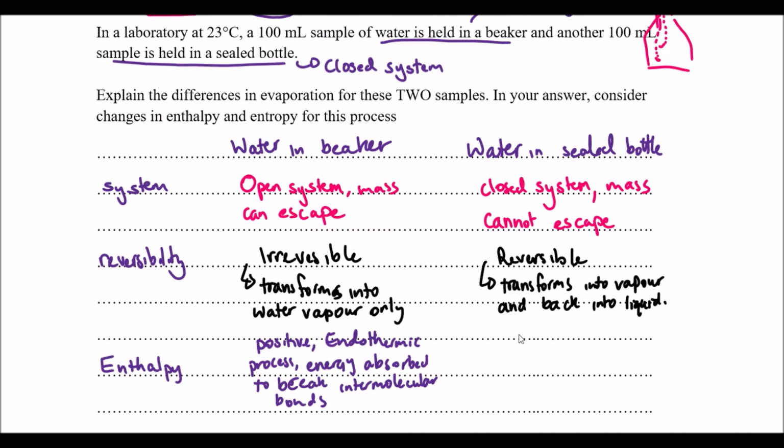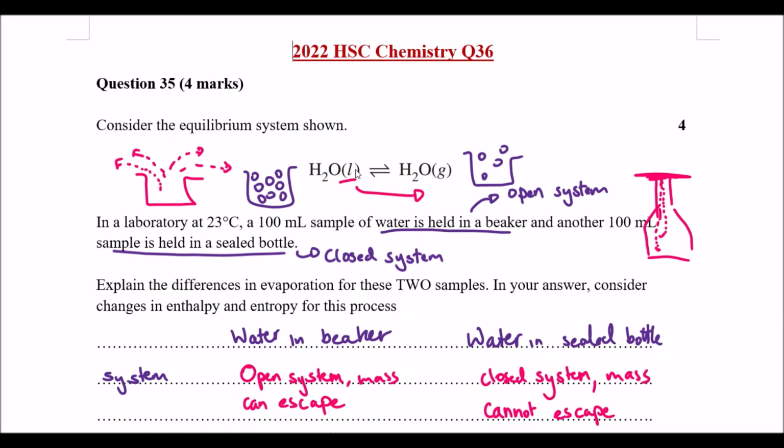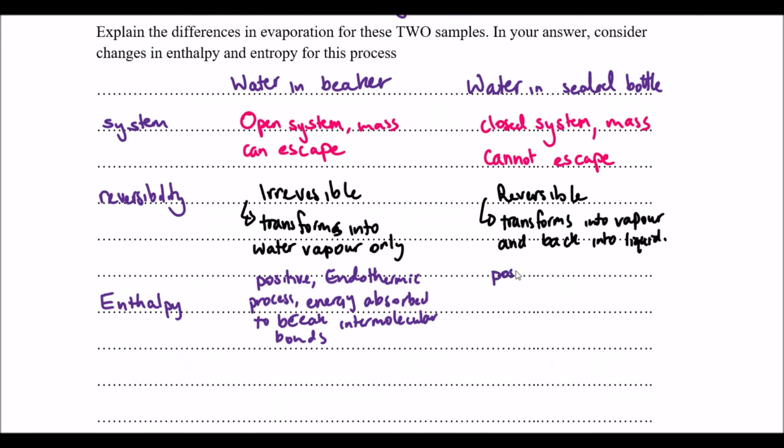Whereas in the case of the sealed bottle, we do have an endothermic and exothermic process. So the enthalpy changes can be positive and negative, given that when the gas goes back into liquid, we're forming some new intermolecular bonds, and therefore energy would be released into the surroundings. So here, positive and negative, as bonds are broken and formed, due to the process being reversible.